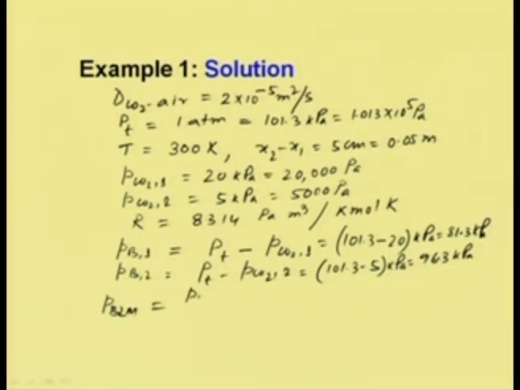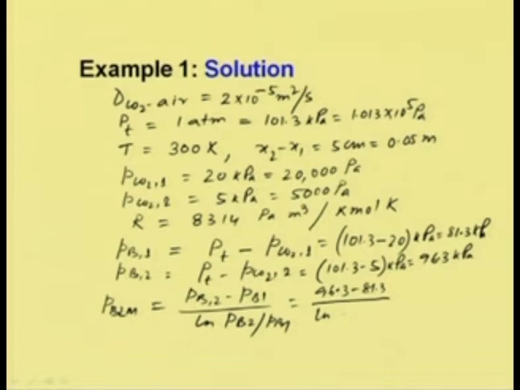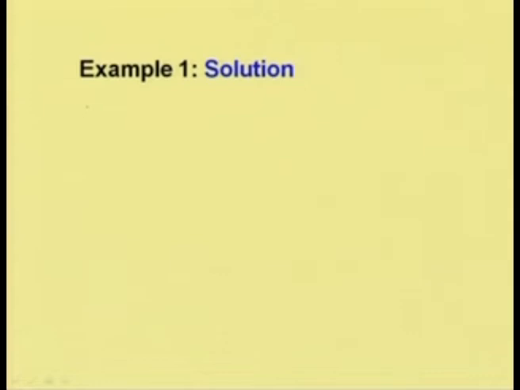So, putting these values, we can calculate PBM, which is (PB2 minus PB1) by ln(PB2 by PB1). So, putting the values, 96.3 minus 81.3 divided by ln(96.3 by 81.3) kilopascal is 88.59 kilopascal, which is equal to 88590 pascal.